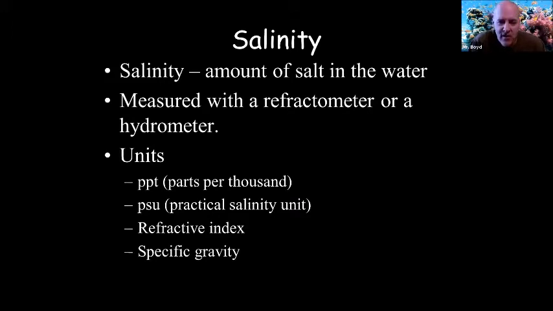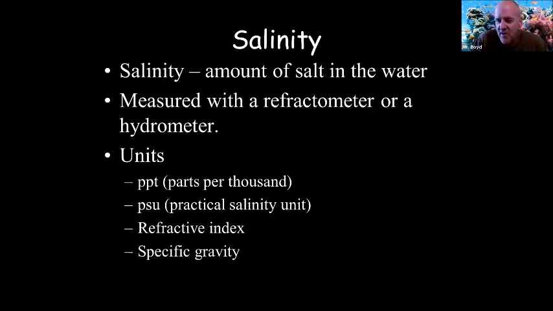There's several units that are used, which makes things confusing. I typically use parts per thousand. It's just like percent, except instead of a percent being per 100, parts per thousand is per 1,000. Others are PSU, practical salinity unit, refractive index, and specific gravity. This gets very confusing, especially if you're used to using one of them. Scientists that I worked with always use parts per thousand. The aquarium community typically uses refractive index, and it just gets kind of confusing if you don't know the conversions and everything. But anyway, specific gravity again is how buoyant it is.